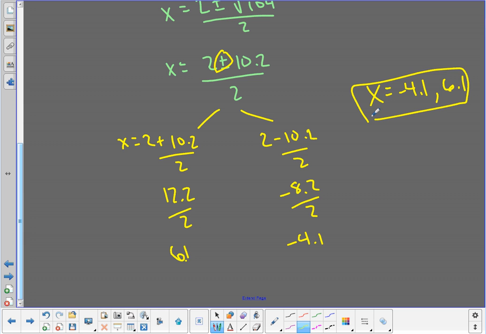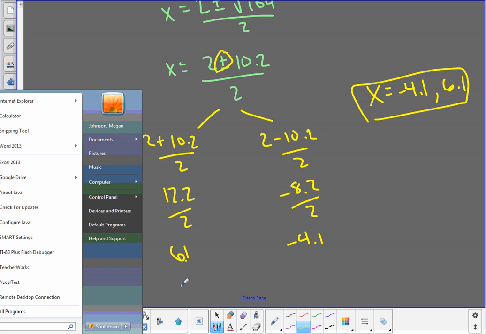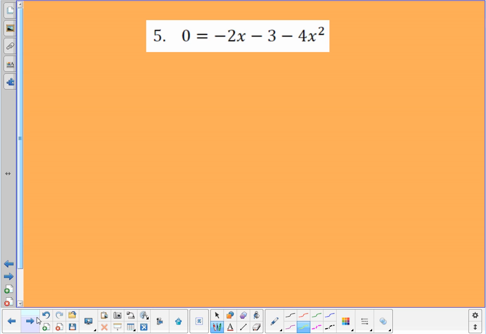All right, number 5, let's take a look. In number 5, I have 0 is equal to -2x minus 3 minus 4x squared. When I take a look at this equation, one, I notice that it said equal to 0, so that's good. That's a start. But I also notice that my terms are a little out of order here. They're not really in standard form.